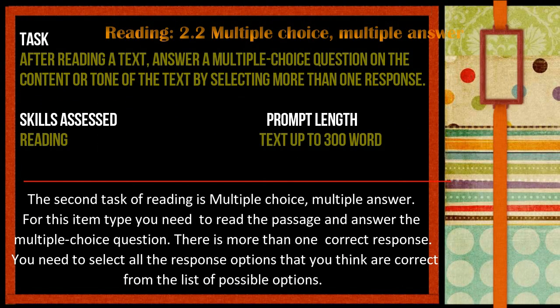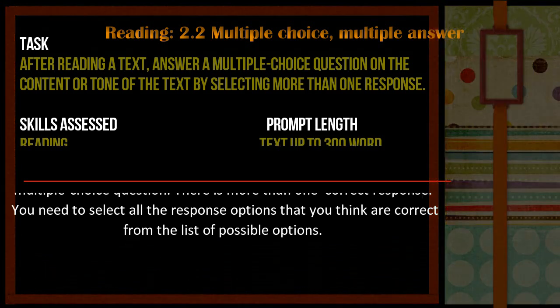The second task of reading is multiple choice, multiple answer. For this item type you need to read the passage and answer the multiple choice question. There is more than one correct response. You need to select all the response options that you think are correct from the list of possible options.